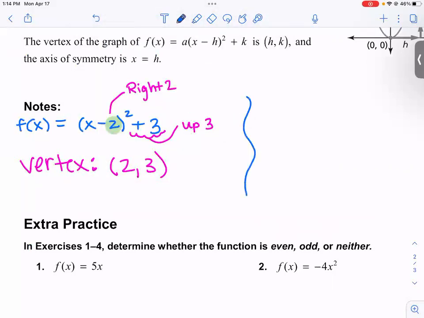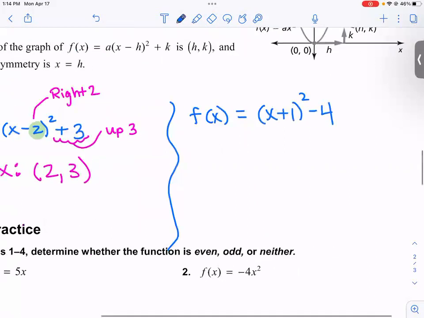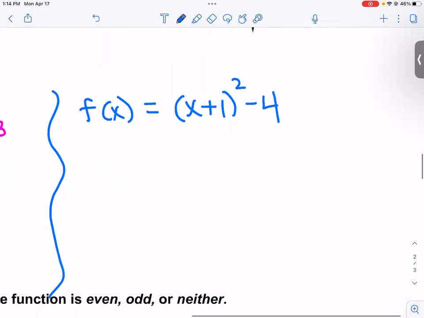Okay. Next one, please write down F of X equals X plus 1, the quantity squared, minus 4. Okay. When we're inside the square, that's telling us left or right. Since it's x plus 1, this is getting moved left.